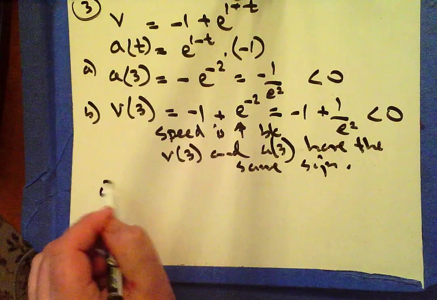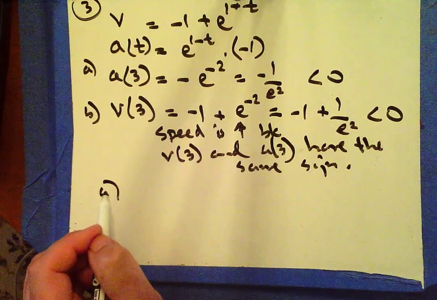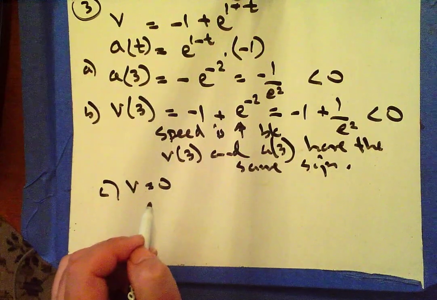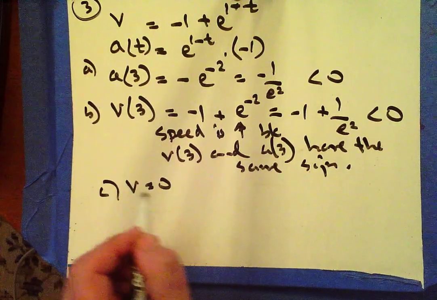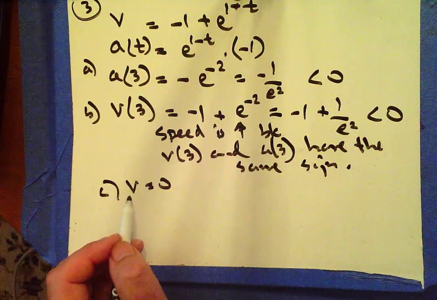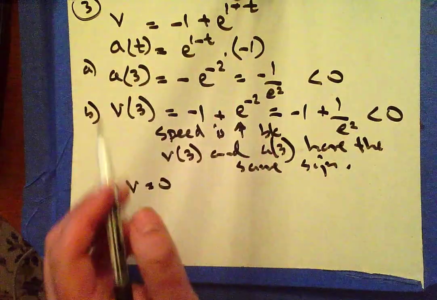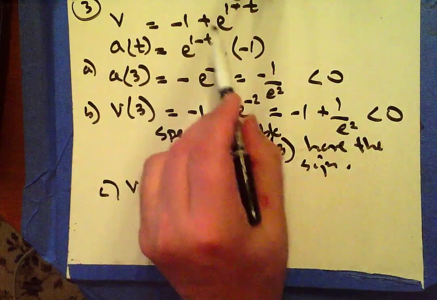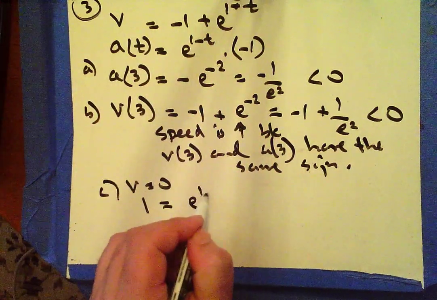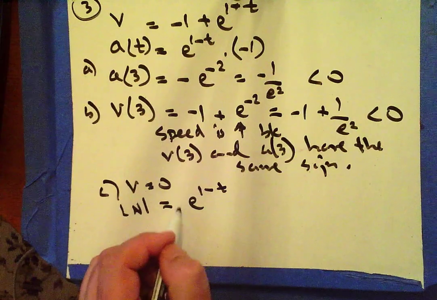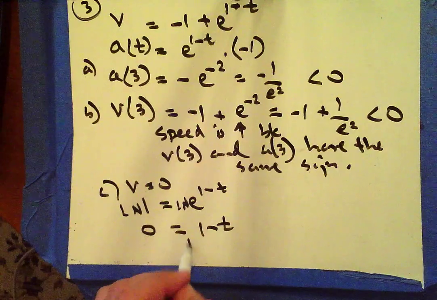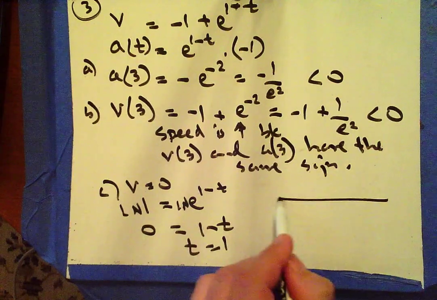Okay, part C. Part C says find all the values where this thing changes direction, so I want to set v equal to 0. You know, often this statement here earns 1 point on the AP exam, where you identify that I need to find these critical points by setting velocity equal to 0. So if I set this velocity equation equal to 0, I'm going to add 1 to both sides, e to the 1 minus t. And then I'll take the ln of both sides, and I'll get 0 equals 1 minus t, and so t equals 1 is a critical point.